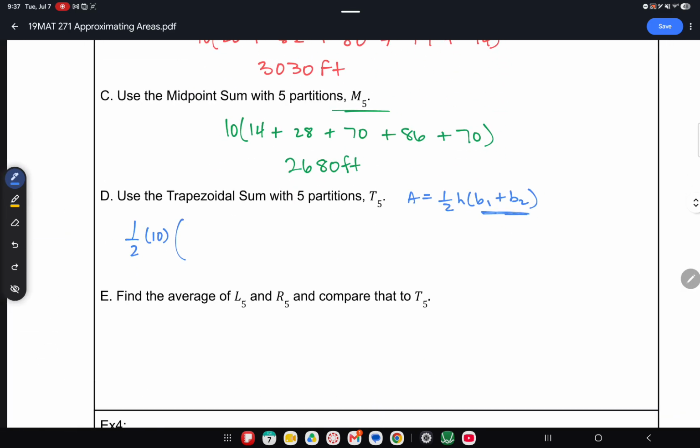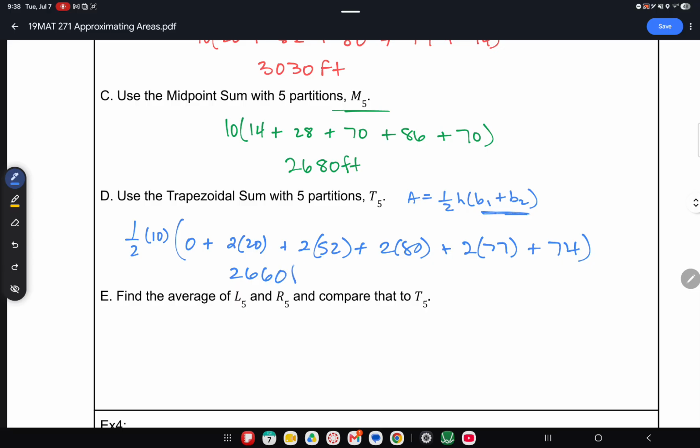So when I go to write my little thing here, I've got 0, and I have 2 times 20, 2 times 52, 2 times 80, 2 times 77, and then 174. And so if I type all of that into a calculator, I get 2,660 feet. Now we want to find the average of the left and the right and compare it to the trapezoid. So we know the trapezoid is, we just did it, the 2660.